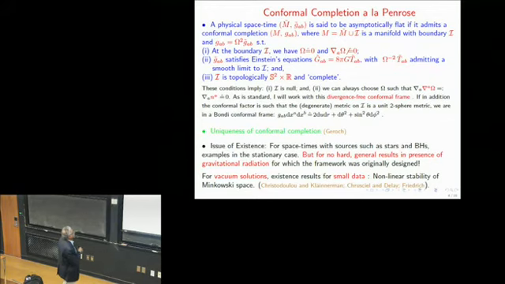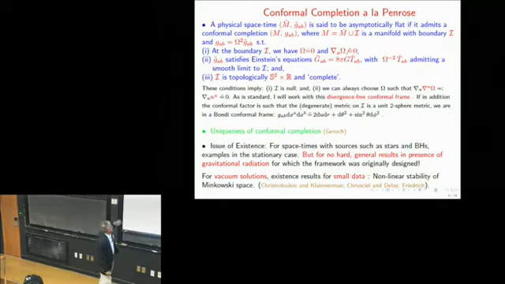Where the topology of that boundary is S2 cross R, and the conformally rescaled metric is just given by omega squared times g tilde AB. Therefore, omega is a conformal factor. At the boundary, the conformal factor vanishes, but its derivative does not vanish. So if you like, the conformal factor is a good coordinate on the boundary. We can do Taylor expansions around the boundary, and doing the Taylor expansion in the conformally rescaled space-time corresponds to 1 upon r expansions in the physical space-time.